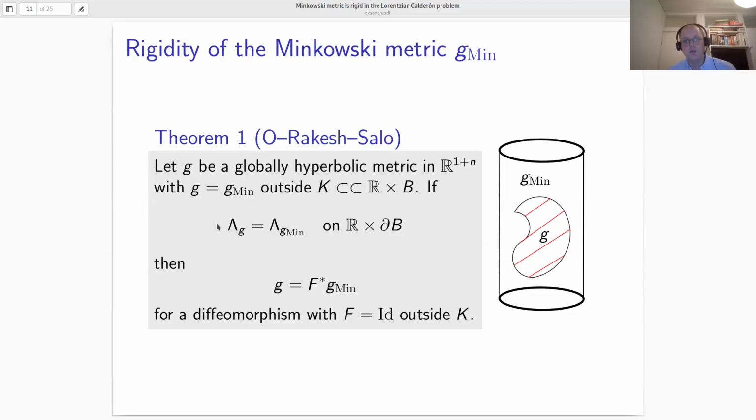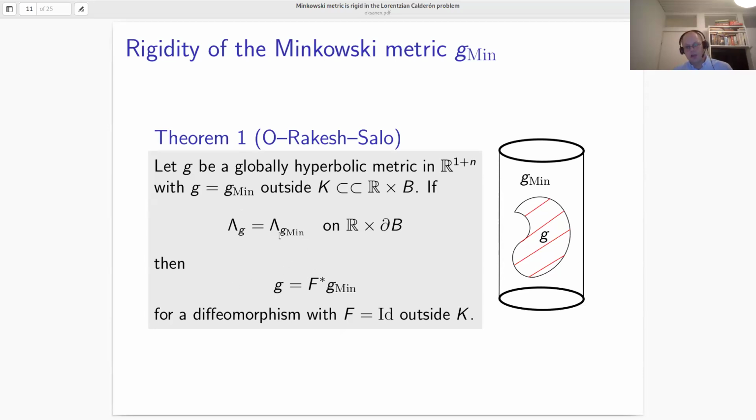And then if this unknown metric has the same Dirichlet-Neumann map as the Minkowski one, then in fact the unknown metric is the Minkowski metric up to a diffeomorphism that is fixing the exterior of the compact region. And so the strength of the result is that here this unknown metric can be completely arbitrary, and it certainly can be perturbed in a smooth and small way.